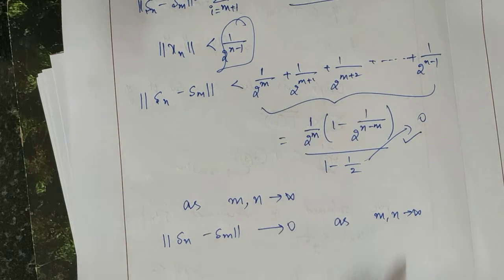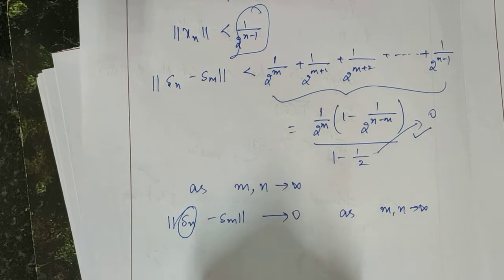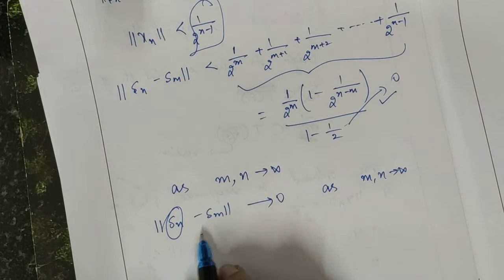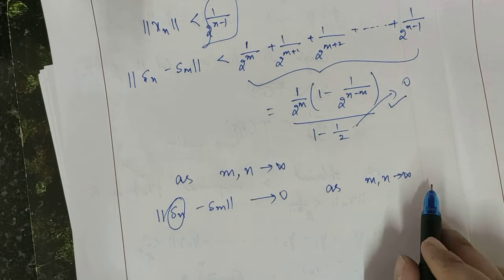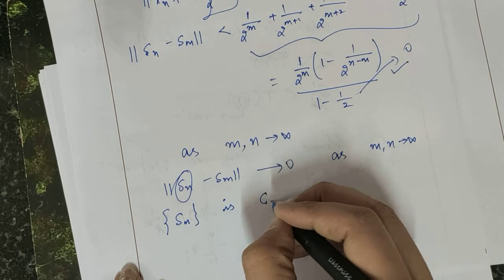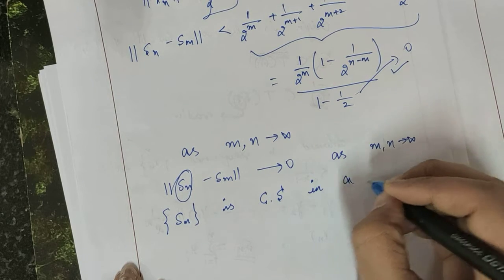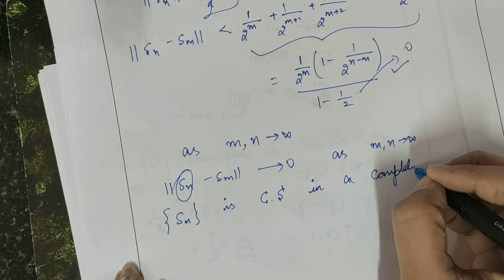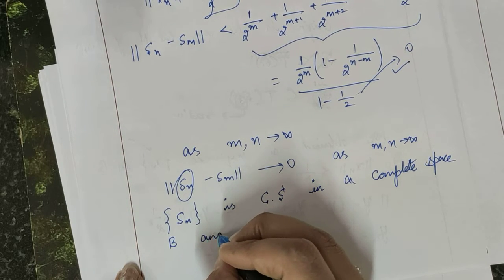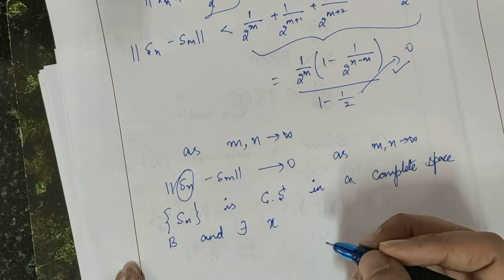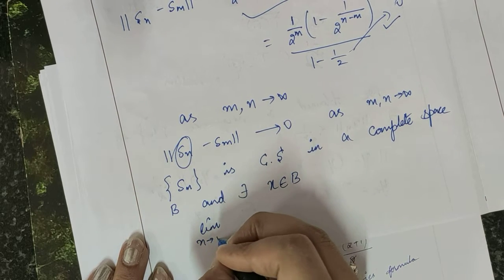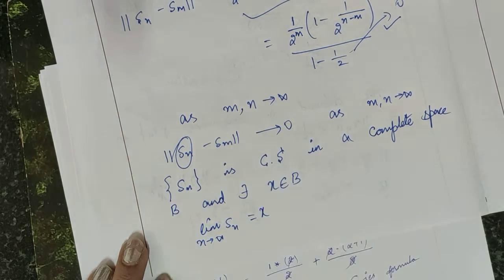From this I can conclude that Sn is a Cauchy sequence in a complete space B, right? Since norm Sn minus Sm tends to 0 as m, n tend to infinity, we can conclude that Sn is a Cauchy sequence in a complete space B. So there exists a converging point, say x, which is also in B. I can write that as limit n tends to infinity Sn is equal to x.